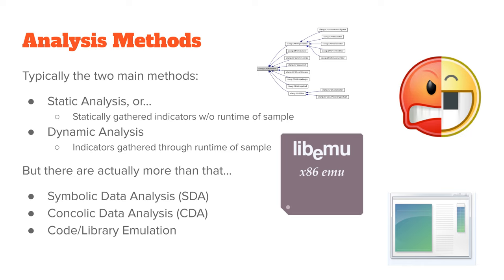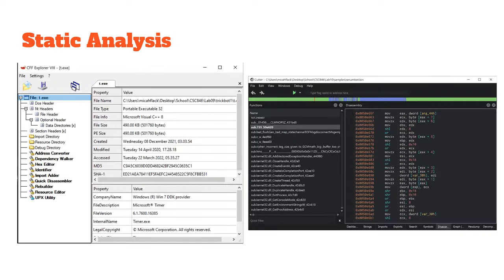What we'll be talking about later on specifically are symbolic data analysis, SDA, and concolic data analysis, CDA. And then we'll have a slide or two on code library emulation. So, just referring back to static analysis, you have two examples here, CFF Explorer and Cutter, which is just the graphical version of Radare.